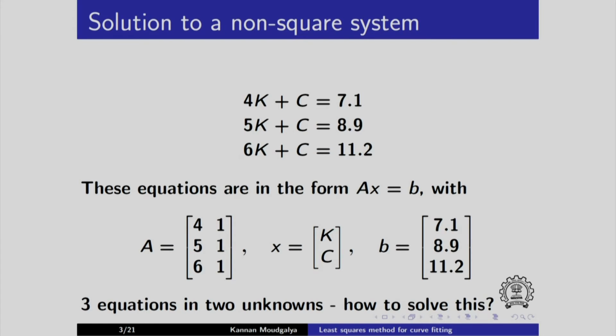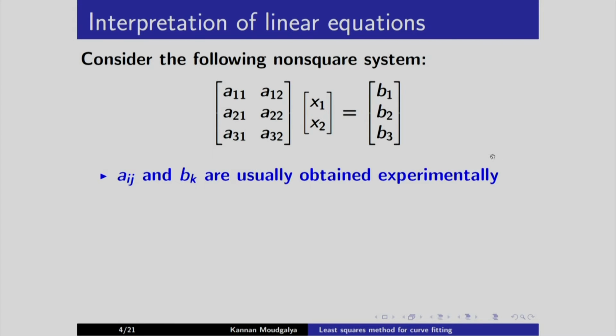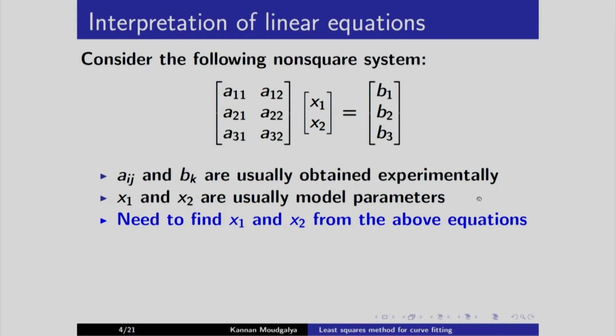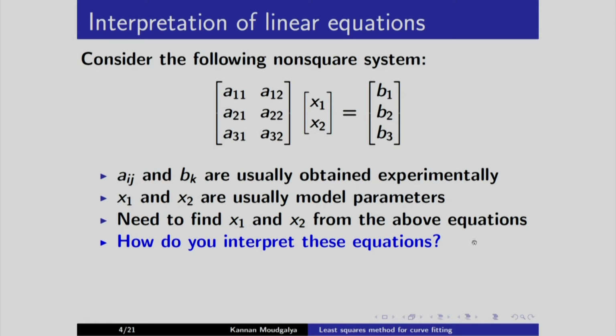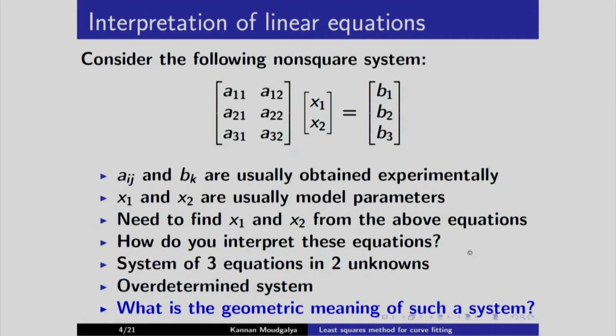How does one solve this? Consider the following non-square system, a tall system. Aij and bk are usually obtained experimentally. x1 and x2 are usually model parameters. Need to find x1 and x2 from the above equations. How do you interpret these equations? System of three equations in two unknowns. It is an overdetermined system.